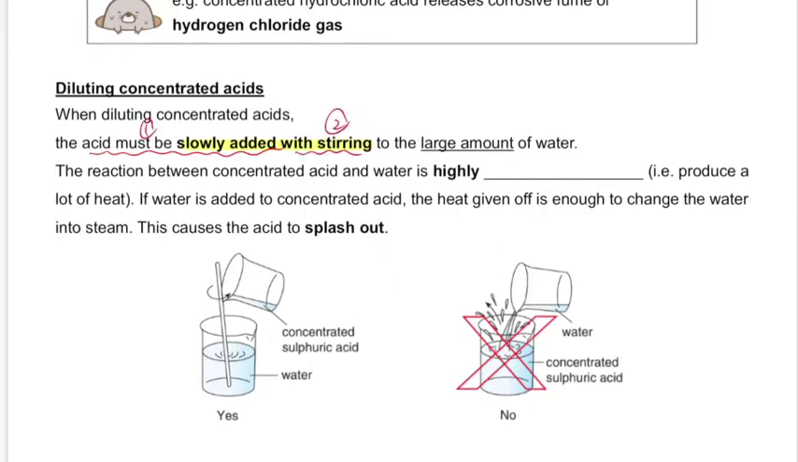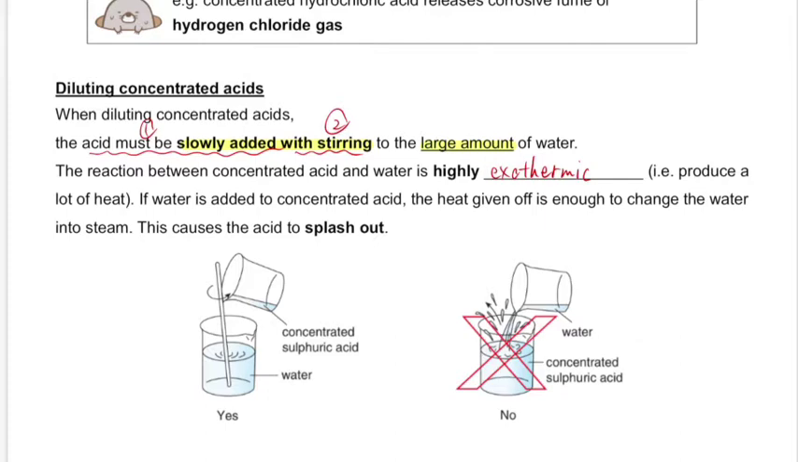So when you answer questions, you need to have both of the criteria. And also, it should be added to a large amount of water, because it's going to generate a lot of heat, so we say it's highly exothermic. Okay, so it produces a lot of heat.